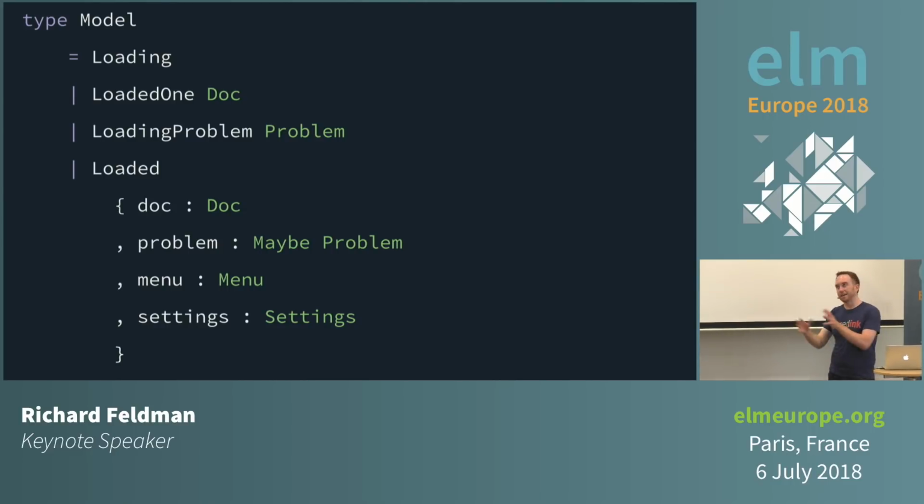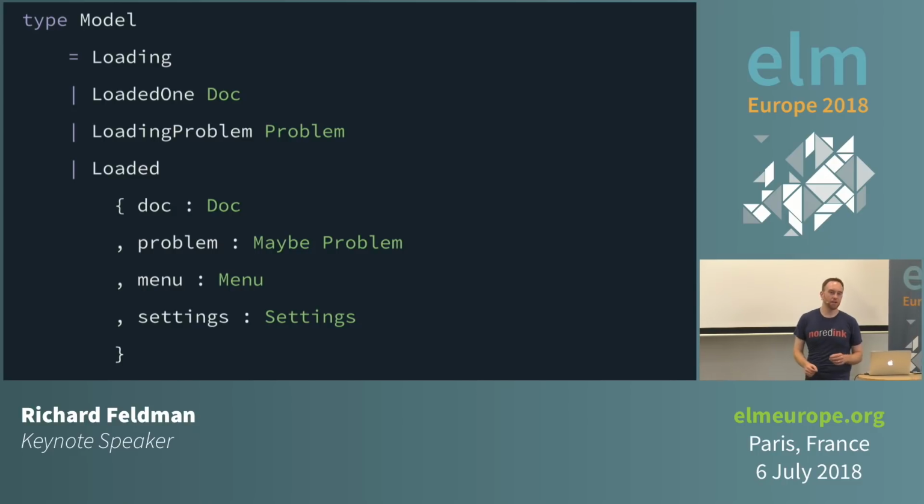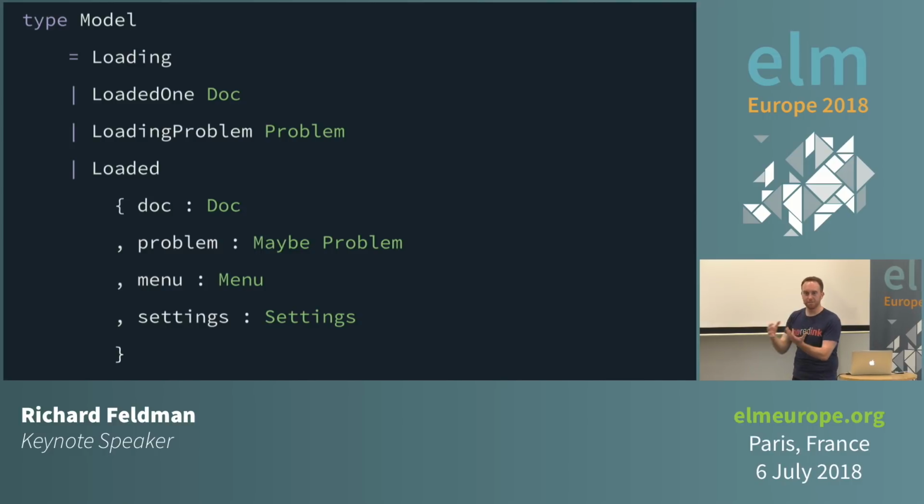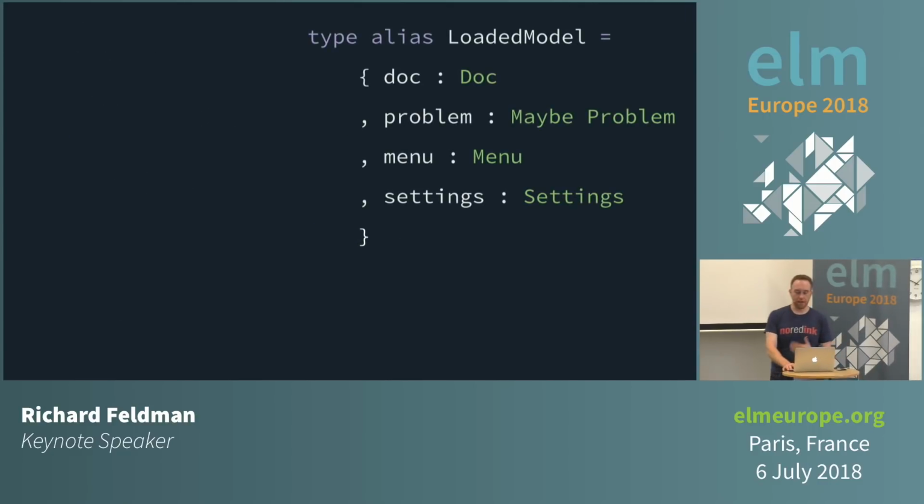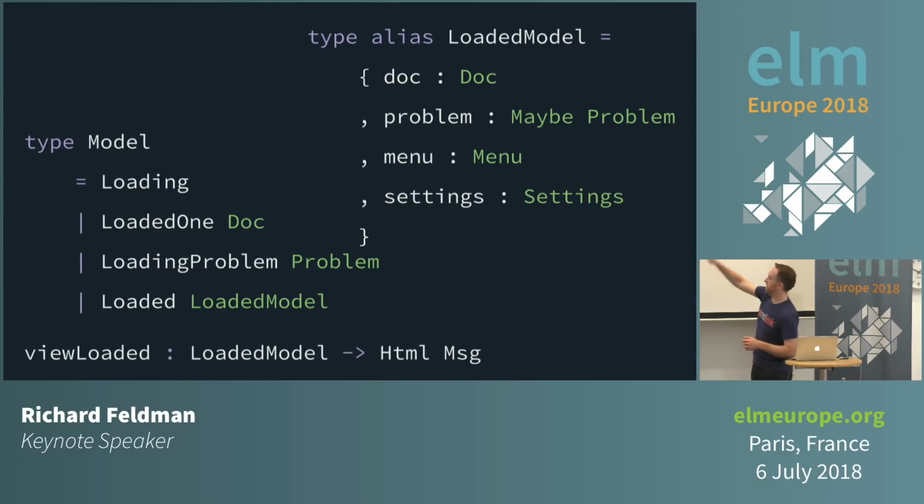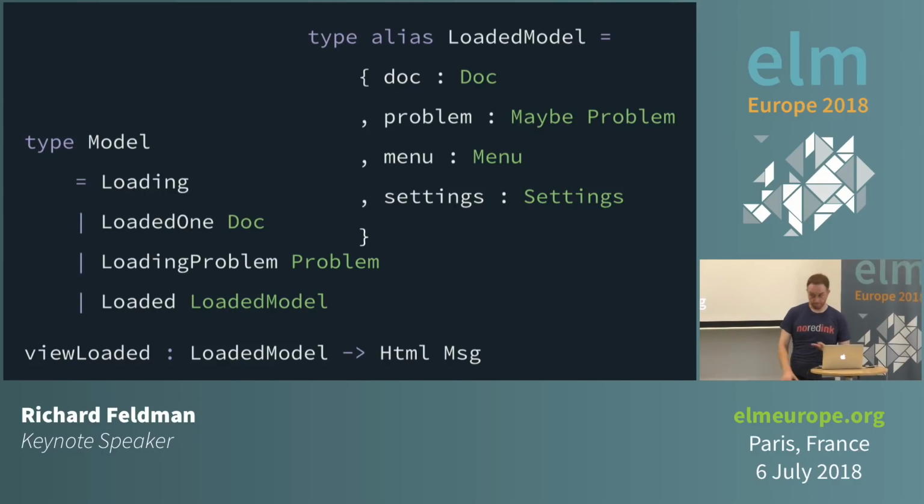But thinking a little bit further down the line, probably what I'm going to want to do is pass that record to something like view loaded and just render the page. That's going to be probably where the meat and potatoes of my view is living. So I'll just pull that onto a type alias called loaded model, which just has that record, and then the original model can reference that, and then I can write my view loaded function, which takes the loaded model and goes to HTML message.